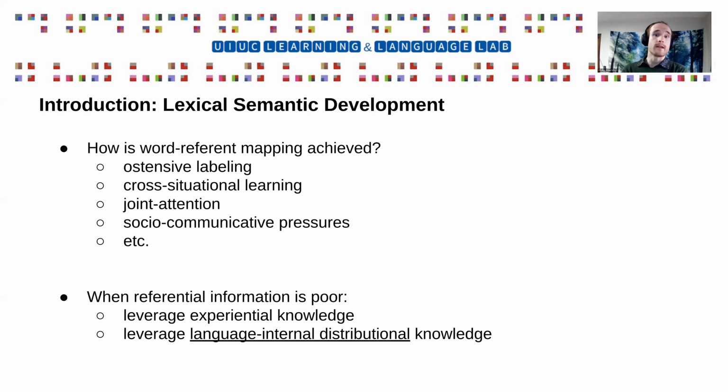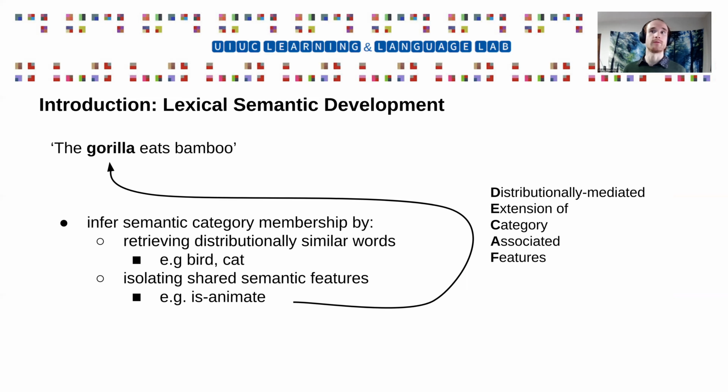So you can induce a novel representation for the word gorilla and populate it with those semantic features. And this is done entirely using distributional knowledge, of course, while interfacing with semantic properties. I call this procedure DCAF, the distributionally mediated extension of category associated features. Why? Because the procedure for doing this is guided or mediated by distributional knowledge. Ultimately, this procedure is an extension of meaning, and in particular, an extension of category associated features, right? So features associated with the semantic category of gorilla, rather than features about gorilla.